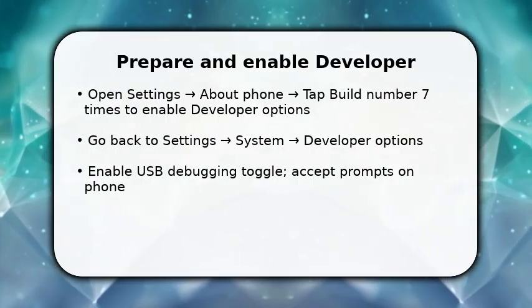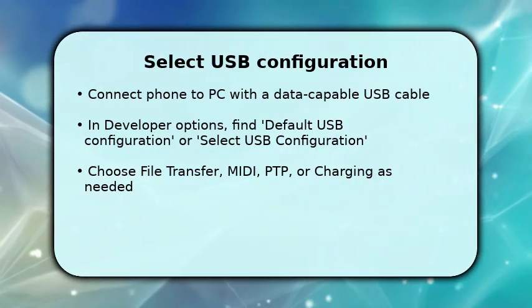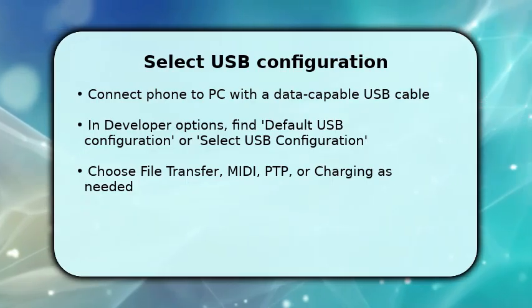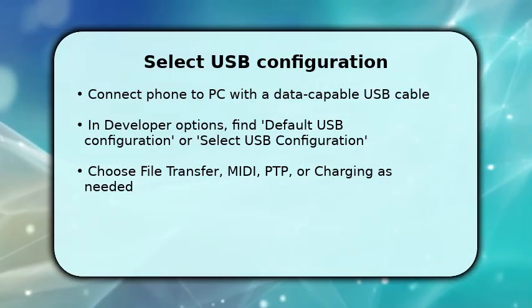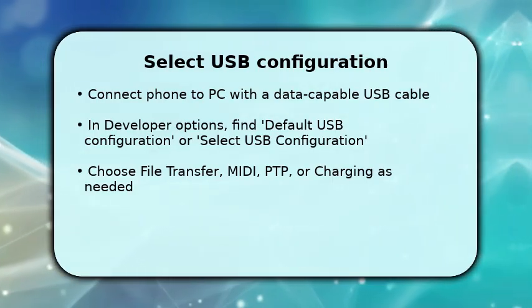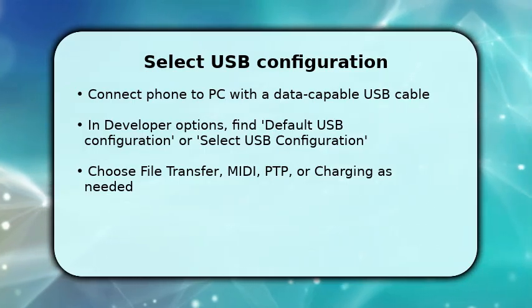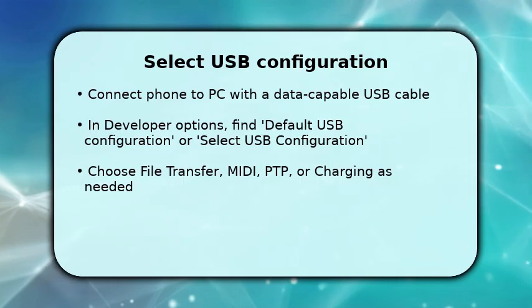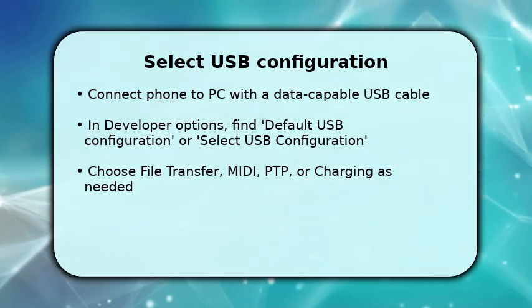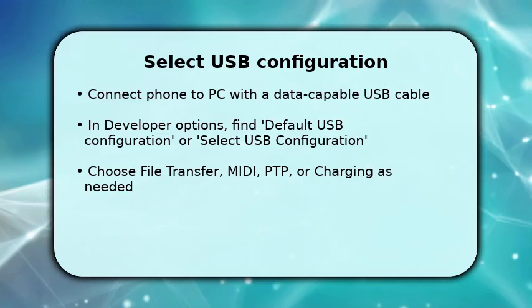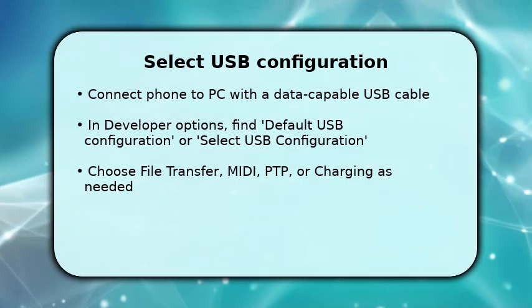With USB debugging on, connect your phone using a known good data cable. Charging only cables won't expose settings. Once connected, open Developer Options and locate Default USB Configuration or select USB Configuration. Choose File Transfer to move files, PTP for photos, MIDI for musical instruments, or charging to block data.